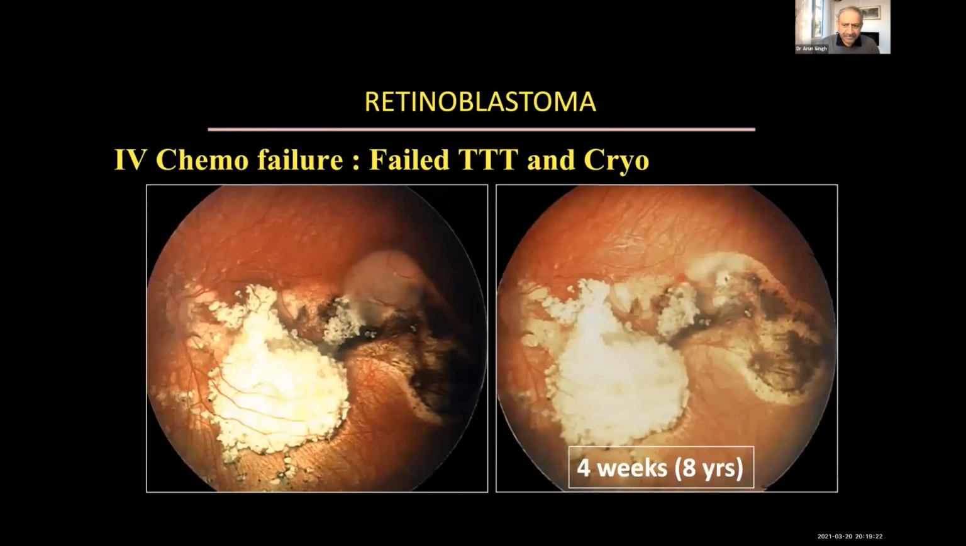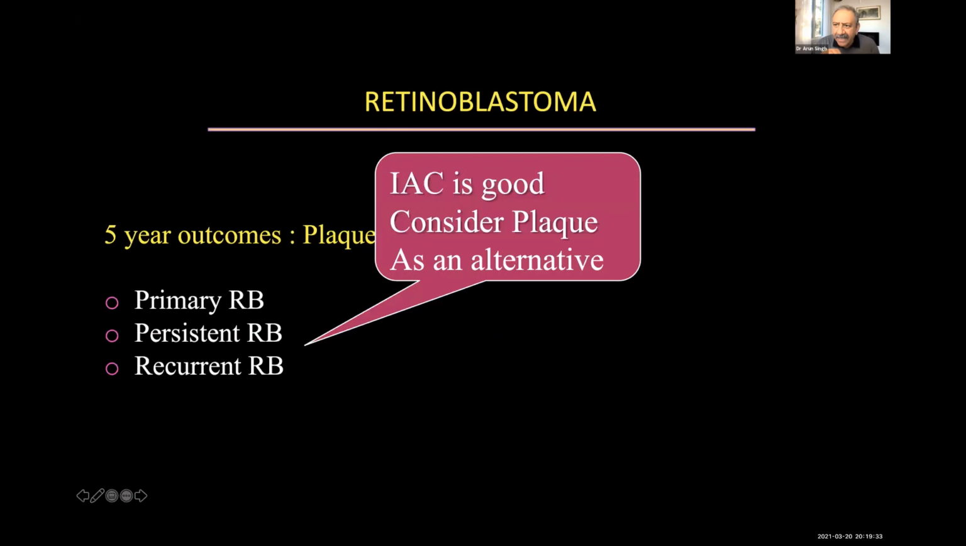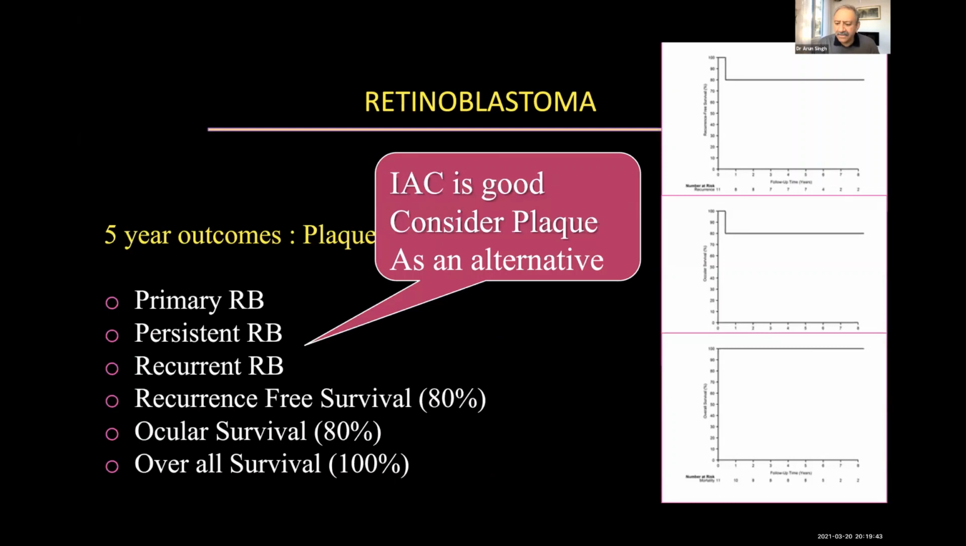Patient with a focal recurrence after intravenous chemotherapy, TTT, cryo, you can put a plaque on. So there are indications in retinoblastoma for persistent or recurrent or primary retinoblastoma if it's a unifocal disease. And this is our result, almost 85% control rate. It's excellent. Let's move to the next slide.